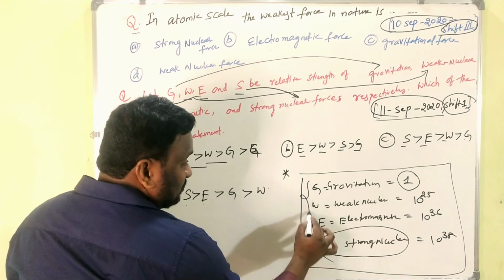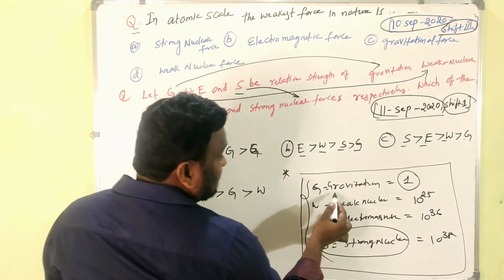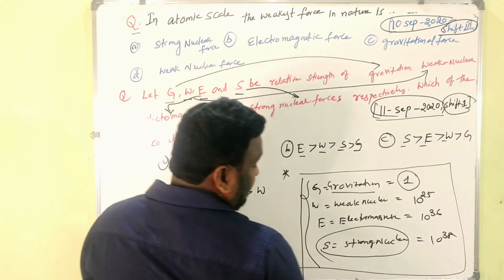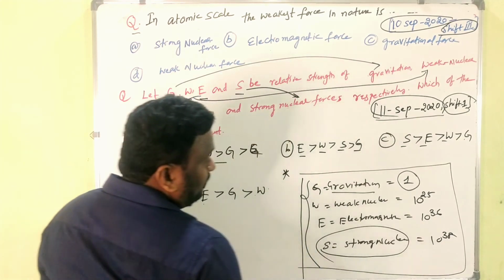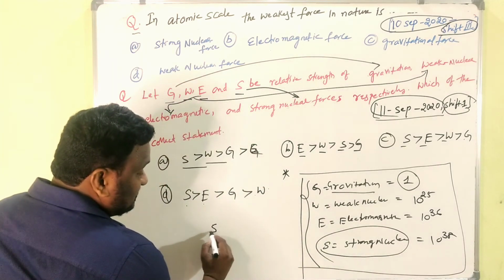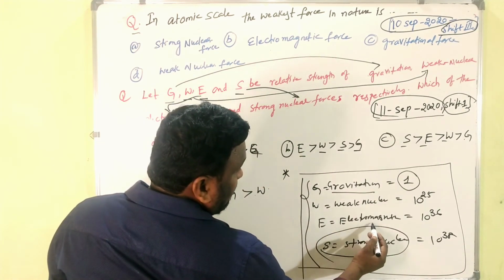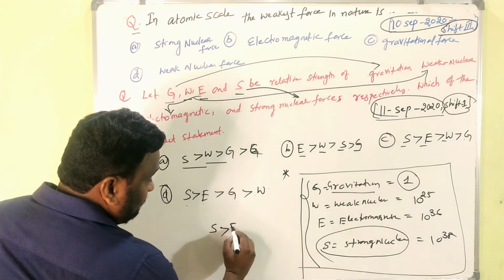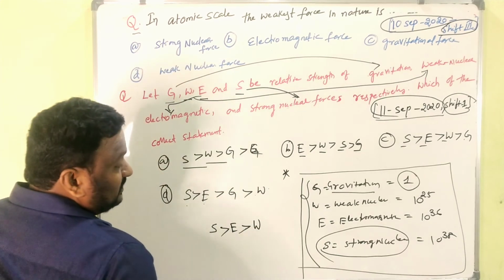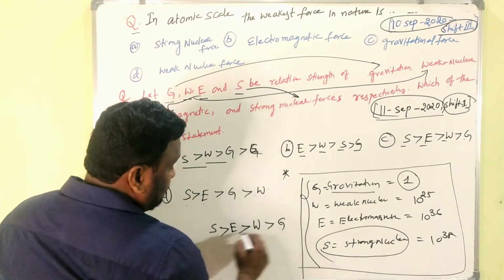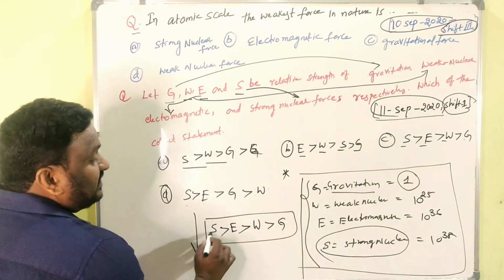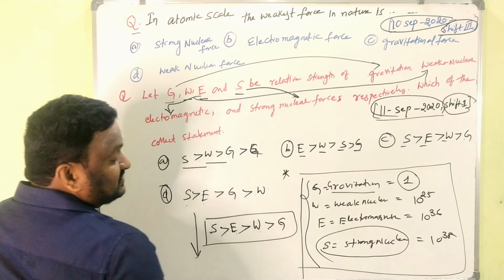There are 4 basic forces, and among them gravitational force is the least force in nature, and S is the strongest one. So here 10^38 is the S. S is greater than what? Electromagnetic force, E. And E is greater than what? W, weak nuclear force, and W is greater than G. So this is the descending order: S is greater than E, E is greater than W, W is greater than G.